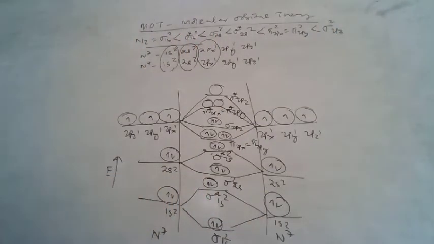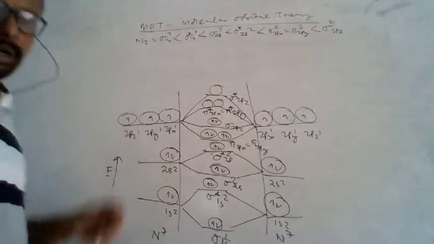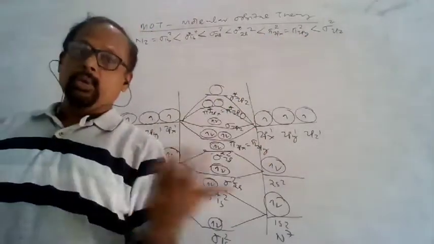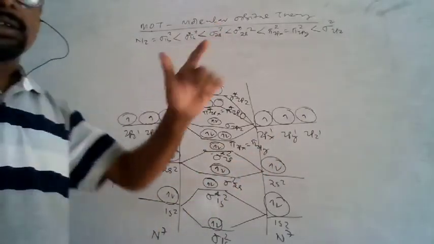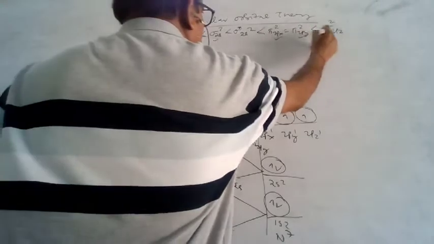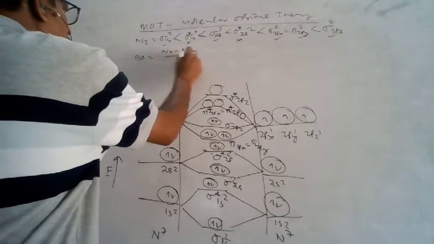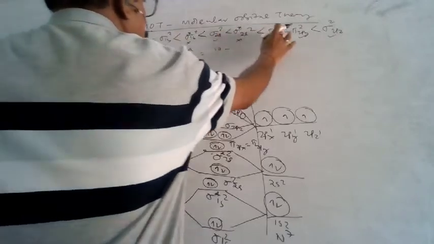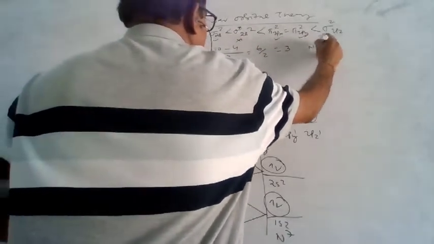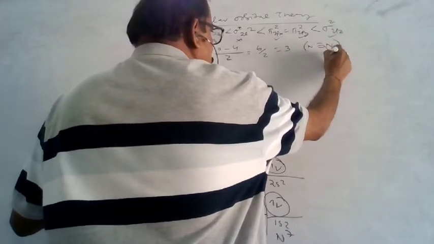So let me write the configuration of the nitrogen molecule, N2. It starts from sigma 1s2, which is less energetic than sigma star 1s2, then sigma 2s2, then sigma star 2s2, then pi 2px, which is the same as pi 2py, both having 2 electrons. I have given an equal sign here, because then it is sigma 2pz 2.